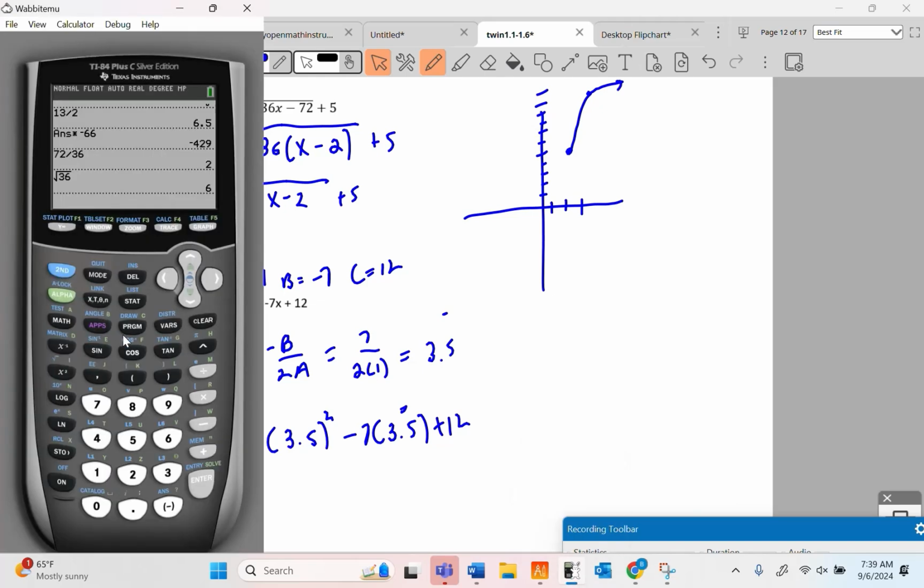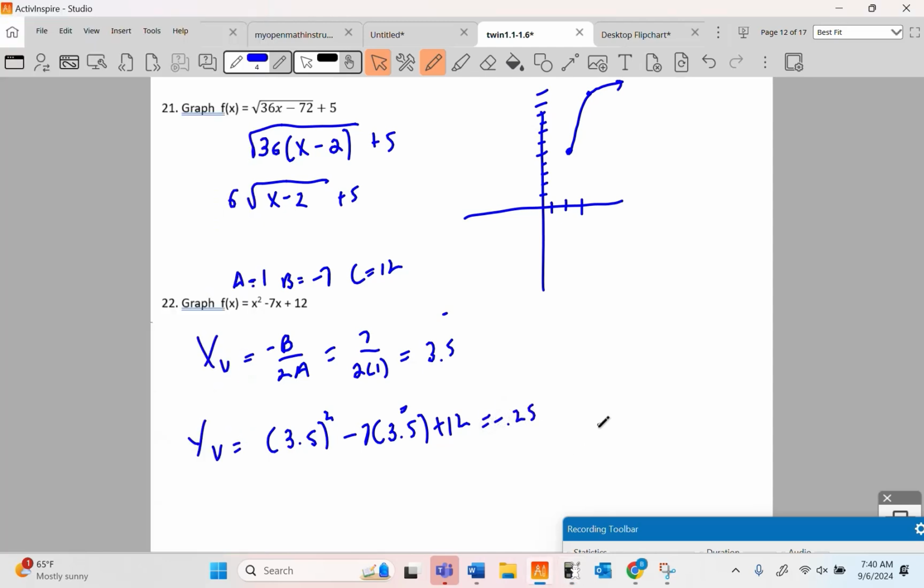Your y-coordinate of the vertex is found by taking that number and plugging it in. Let's see here. So let me use a storage feature. You don't have to use a storage feature. I just like it. Probably haven't talked about it yet. But I took 3.5, I hit the store button, chose X. Now I can type in the original equation. And I got -0.25. Okay. So I go right 3.5 units. And I go down just a touch. Just a little bit.